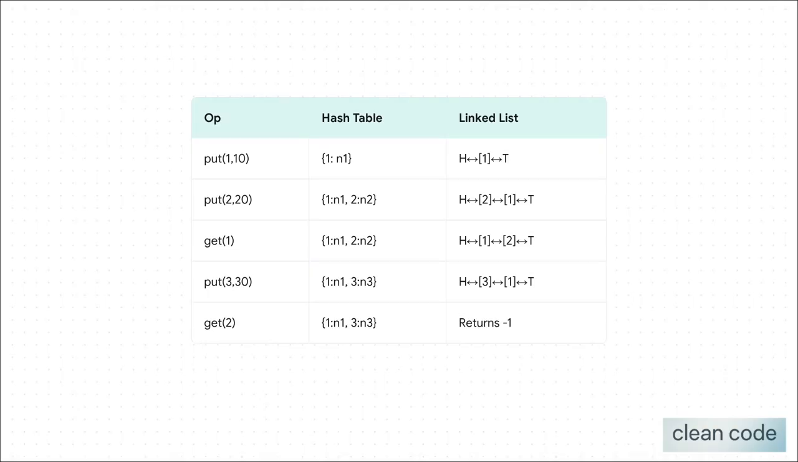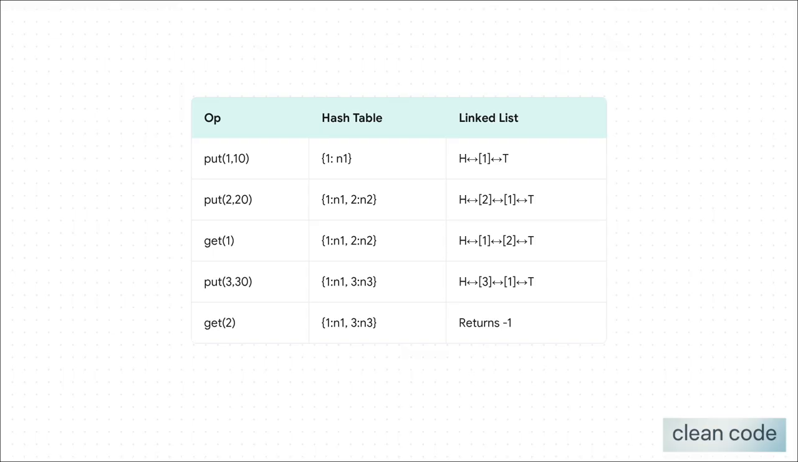Okay, let's trace this out. Imagine our cache can only hold two items. First, we put key 1, it becomes the head of our list. Simple. Next, we put key 2, it becomes the new head, and it pushes key 1 back. So our list is now 2 through 1. Now watch this. We get key 1. The hash table finds it for us instantly. And because we just used it, we have to move it to the front. So the list reorders to 1 through 2.